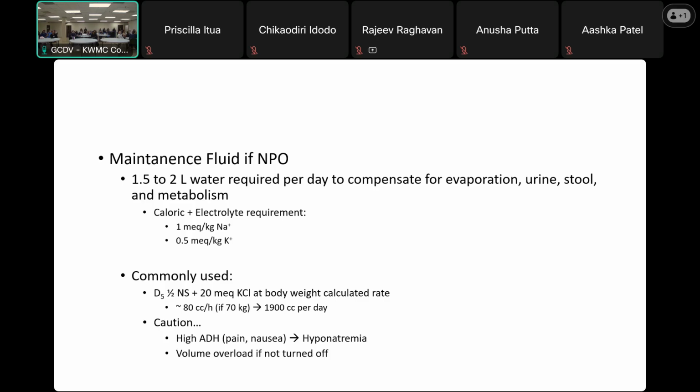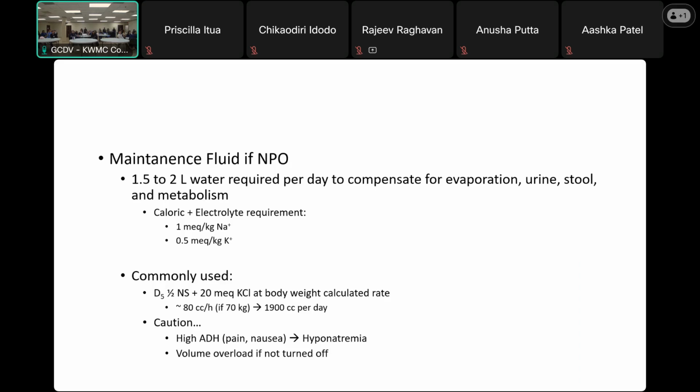And so what do we think of maintenance fluid? D5, half NS with KCl tends to approximate insensible losses while giving, as we talked about, some calories for the patient who's NPO. And so just keep this in mind. You can run it at like 1 cc per kg per hour, around 70 cc's or 80 cc's an hour. It's a pretty reasonable amount.